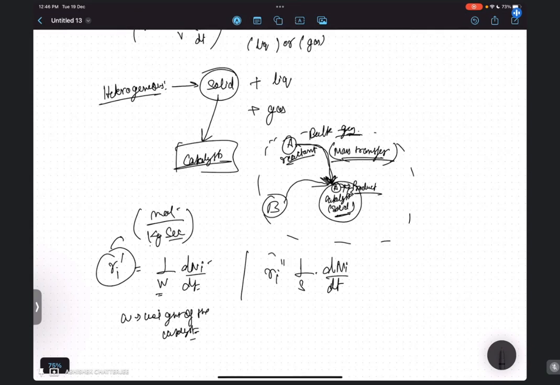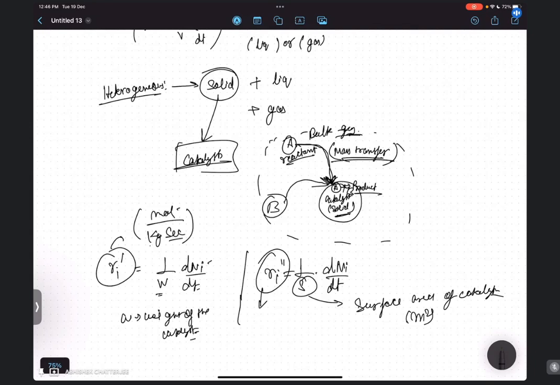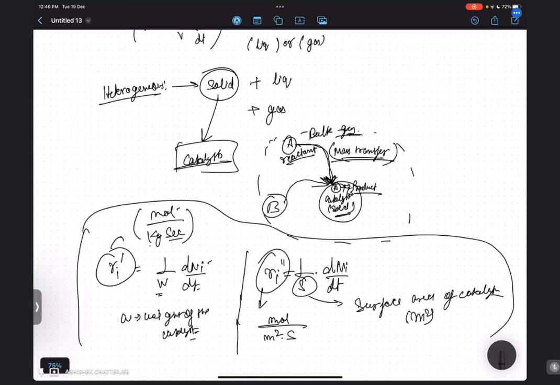Similarly here, what is this S? This S is nothing but the surface area of the catalyst. This catalyst is offering some surface area for the reaction to take place. So that surface area is your S. It is denoted by the unit meter square, as it is surface area. So now your Ri unit will be mole per meter square second. Okay, these two rates we use for our heterogeneous reactions.